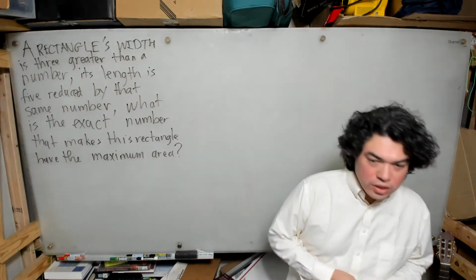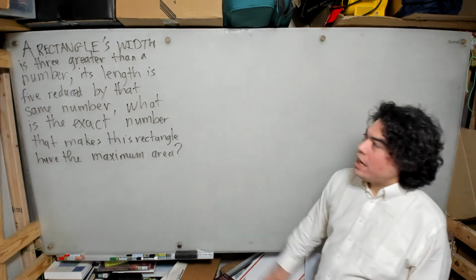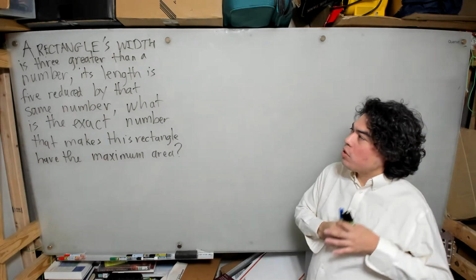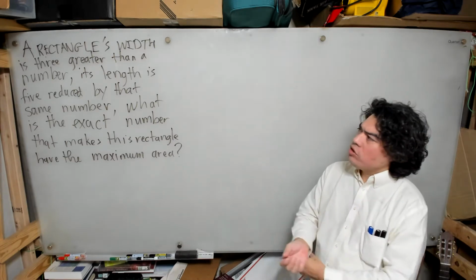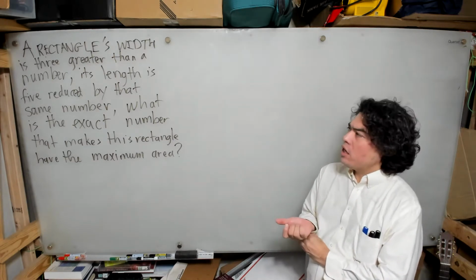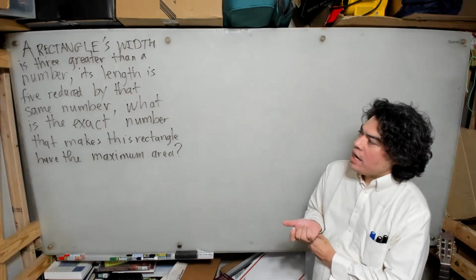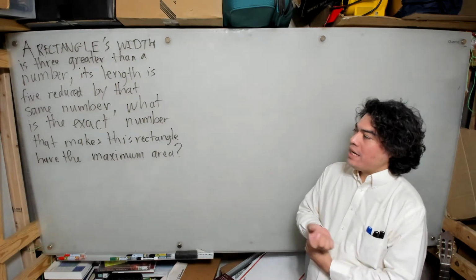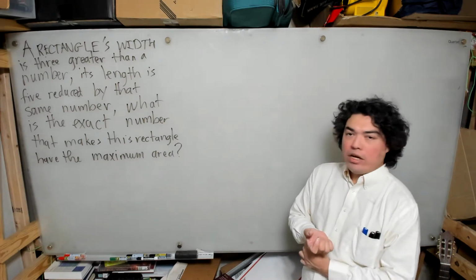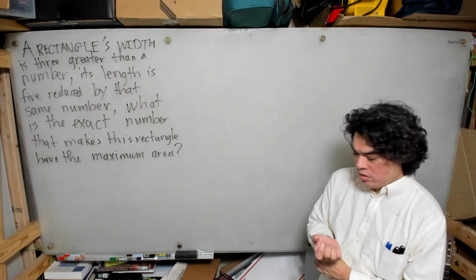Hello. Hello again. So today I want us to discuss this problem. Let's read it together. A rectangle's width is 3 greater than a number. Its length is 5 reduced by that same number. What is the exact number that makes this rectangle have the maximum area?